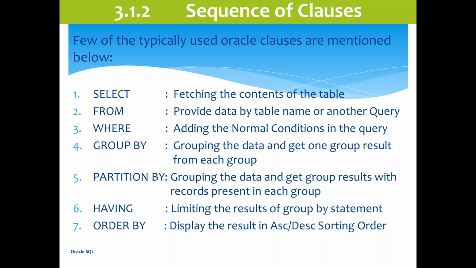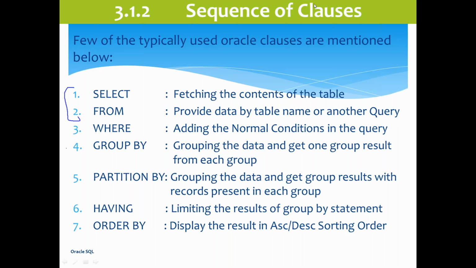The first in the sequence is the select clause. Whenever we start writing a query, we have to write select first. Without select we cannot do anything, we cannot start any query. Select is the first word of SQL. Then from is the second one, and these two are compulsory. Select and from, these two are compulsory. Next is where, in the third position. Fourth is group by, fifth is partition by, sixth is having, and seventh is order by.